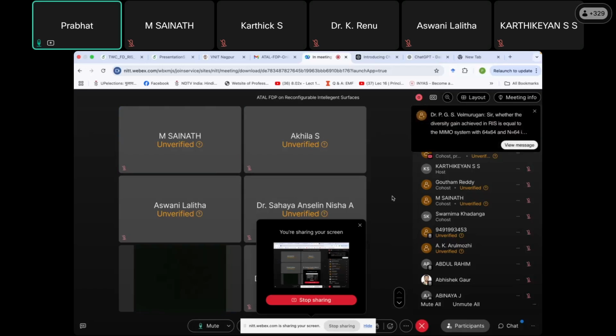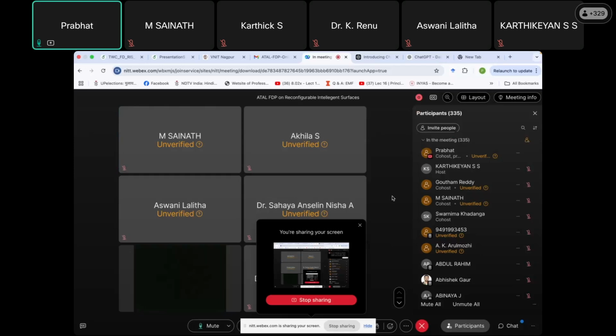A lot of challenges, and they are almost the same. Whatever challenges we generally face during any hardware implementation, we faced similar kinds of challenges, specifically in controller designing and controlling the current in a single RIS element. It was quite a challenging task.